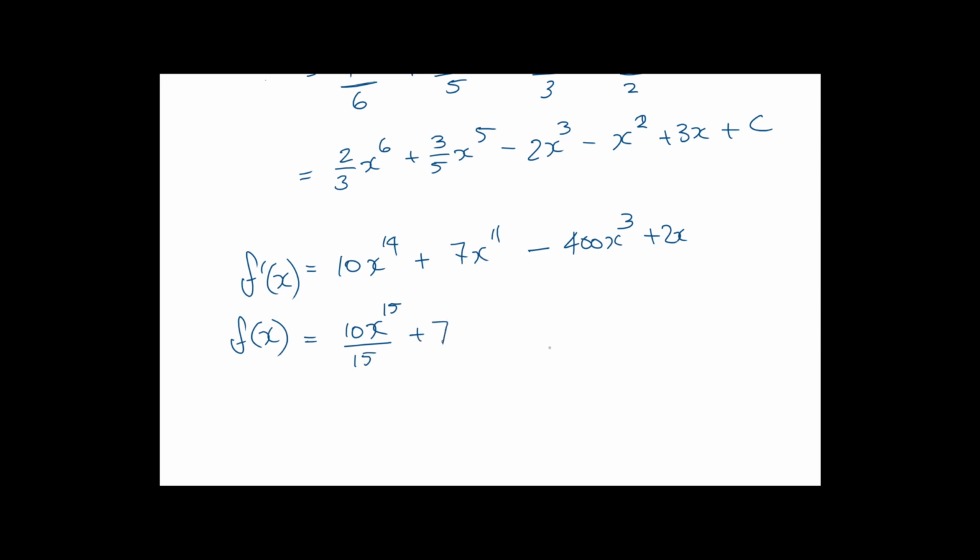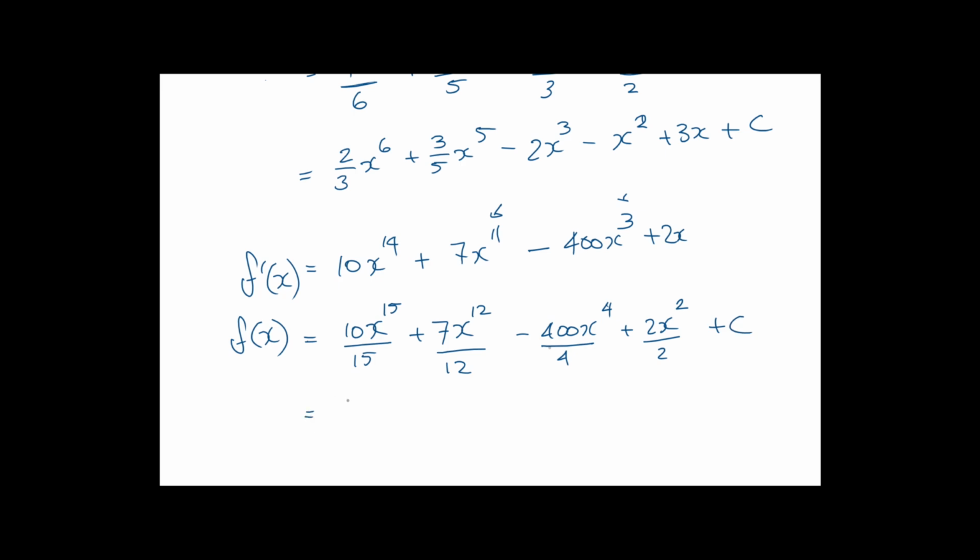The 7 stays there. The x stays there. And now the 11 here goes up 1 to 12. But we have to divide by 12 as well. The minus 400 stays there. The x stays there. And now the 3 goes up to 4. And then we have to divide by 4. And now the 2 stays there. The x stays there. The 1 becomes a 2. Then we have to divide by 2. And don't forget the c.